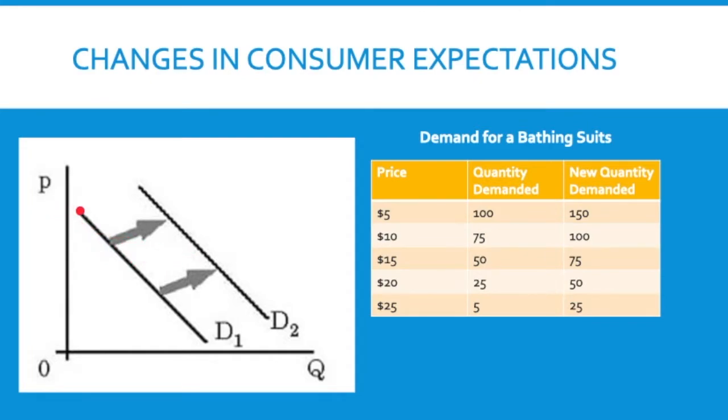So this was people that would buy a bathing suit at $5. It was 100 people, now it's 150 at $5. And down here, there's only 5 people that would buy a bathing suit at $25, now it's 25 people. So consumer expectations could cause demand to change too. The same thing could happen, it could go down.